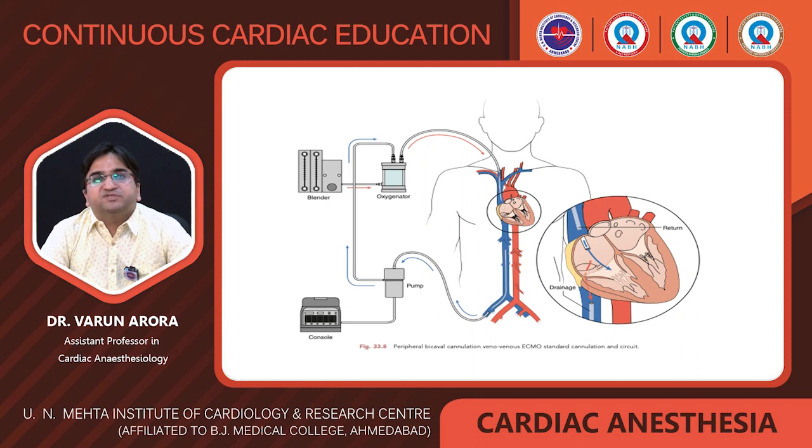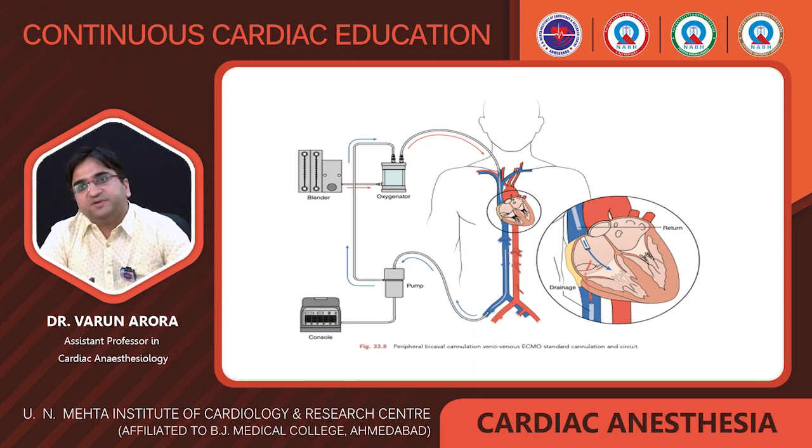Now, as in this diagram, you can see in the IVC there is a drainage cannula and the return cannula is in the SVC. The target should be that the blood from the return cannula is directed towards the tricuspid valve. If this blood from the return cannula enters into the drainage cannula without entering into the systemic circulation, this results in recirculation, because this blood is not participating in systemic oxygenation. So this is the ideal location of the cannula.